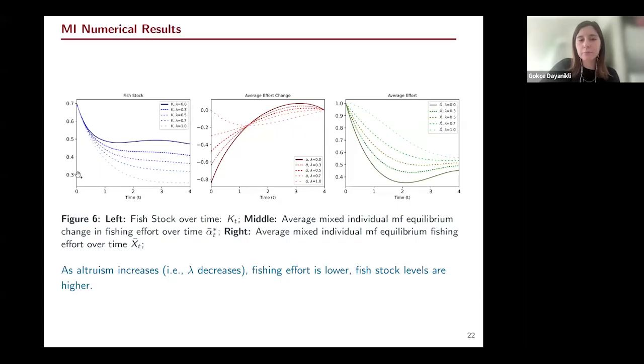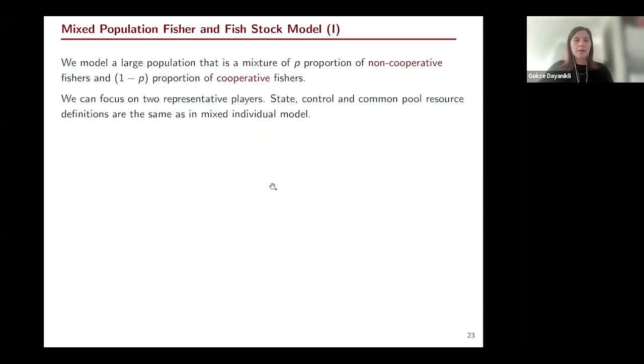So as you see, mean field game ends up with an inevitable tragedy of the commons, but when we introduce some part of altruism, we are getting better and better results. Even if we introduce a little bit, we are able to go above this management concern level. So now we can also discuss the mixed population formulation and give its results, and finally put the comparison of two results.